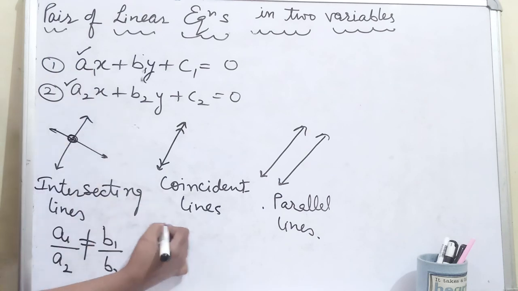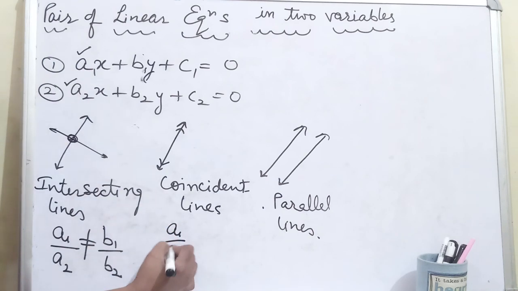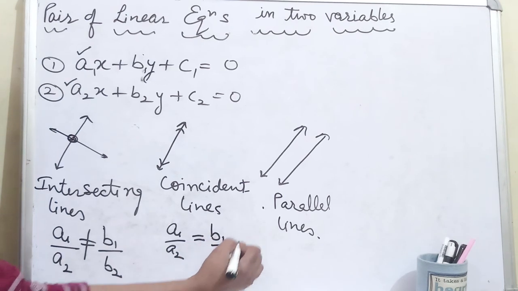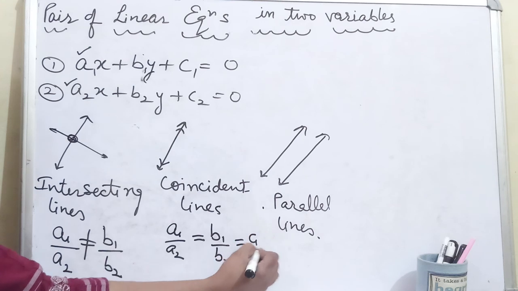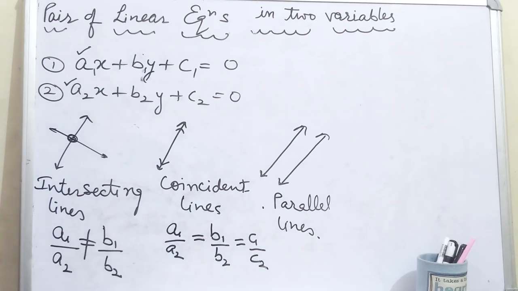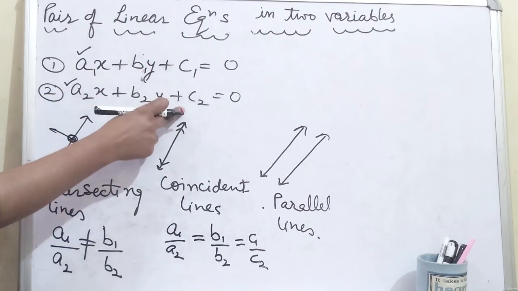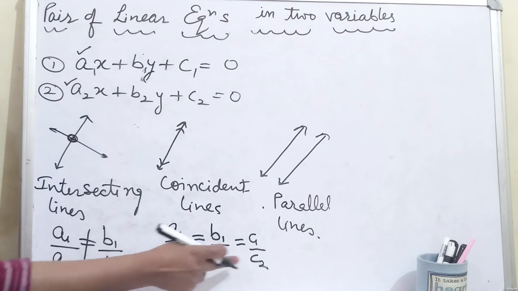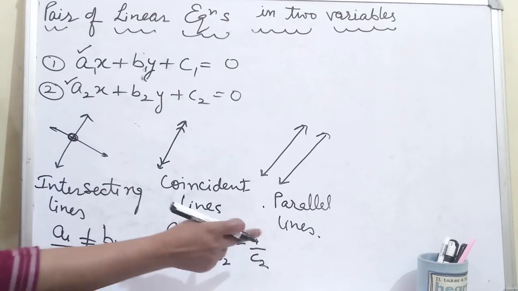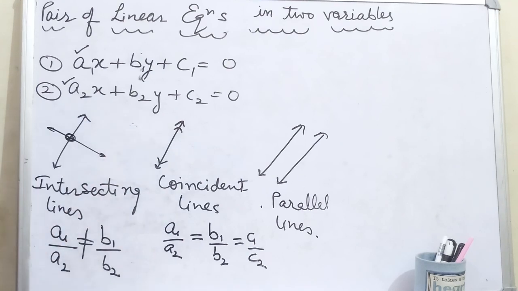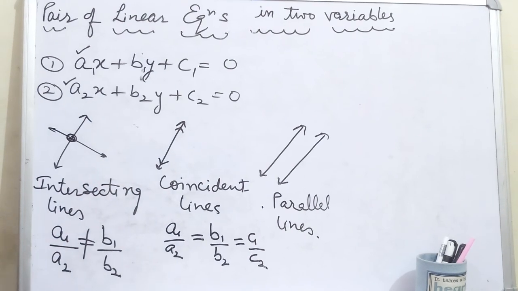Similarly, if you get the condition a1 by a2 equals b1 by b2 equals c1 by c2, that means you take the ratio a1 by a2, then the ratio of b1 and b2, then the ratio of c1 and c2. And if these three ratios are equal, at that time on the graph you always get coincident lines.